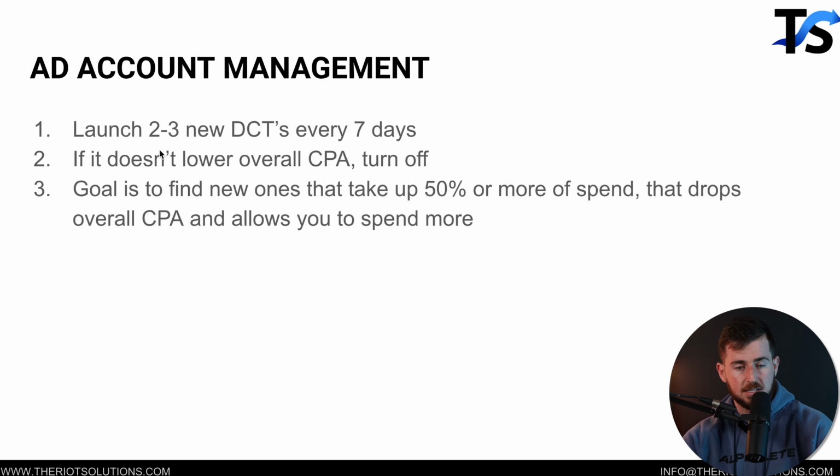Again, 2 to 3 new DCTs every 7 days. Sometimes we'll have weeks where we spend like 2 weeks and we don't test any new DCTs because we've been working really hard on a new DCT that's just taking a little bit more time from our creative team. If it doesn't lower overall CPA, turn it off. The goal is to find new ones that take up 50% or more of spend, that drop overall CPA and allow you to spend more. Again, Facebook's going to spend more on things that people like, so we want to focus on that right there.